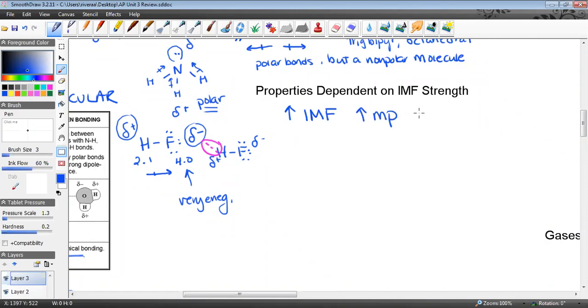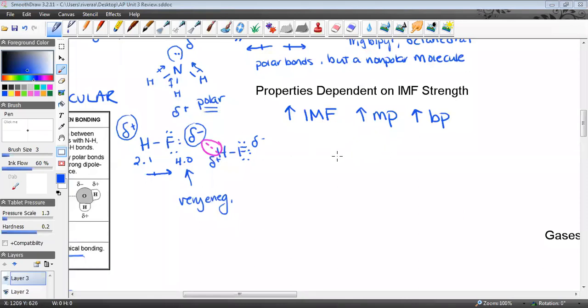A high melting point and a high boiling point, right? Because it would be really hard to melt and to boil. So you have a really high melting point and a high boiling point when you have strong IMFs.